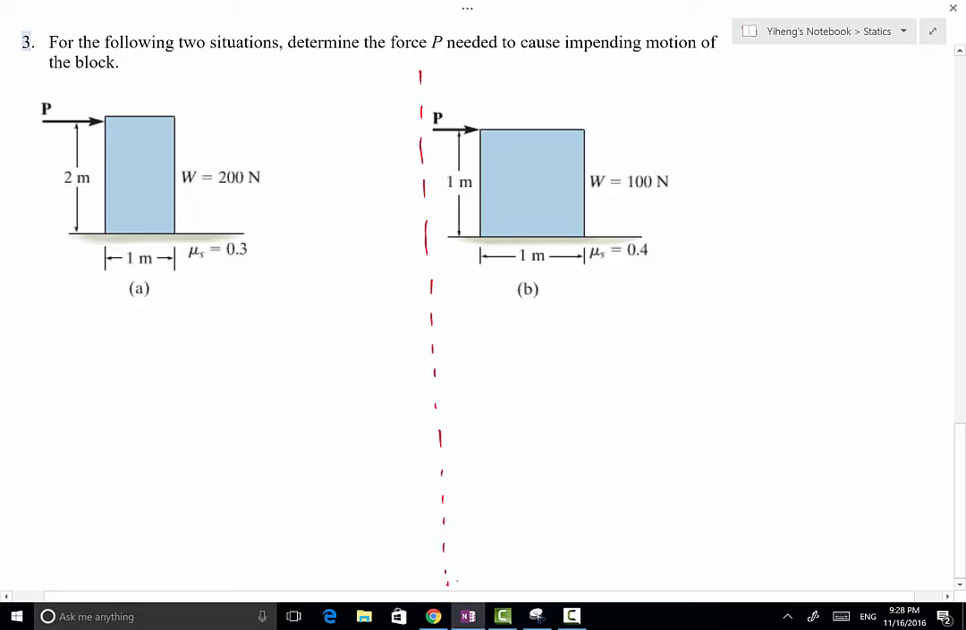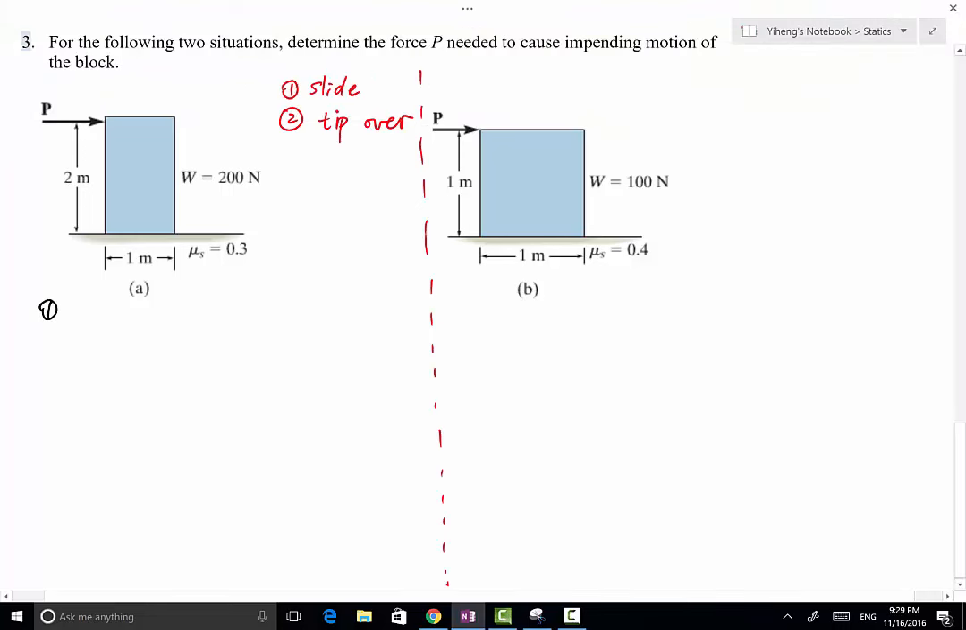The key is to recognize that this force is likely to cause two possible impending motions. The first is to make the block slide on the surface, and the second is to make the block tip over. So I'm going to evaluate the P needed to make the block slide and the P needed to make the block tip over. Then I will compare these two P values and determine exactly what kind of impending motion will occur.